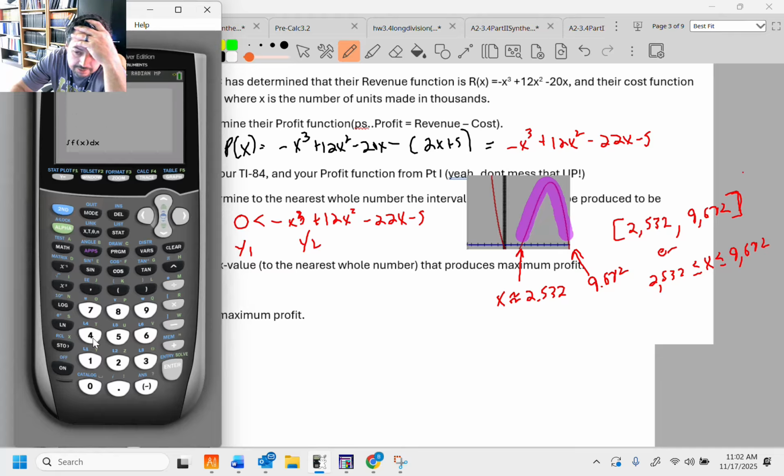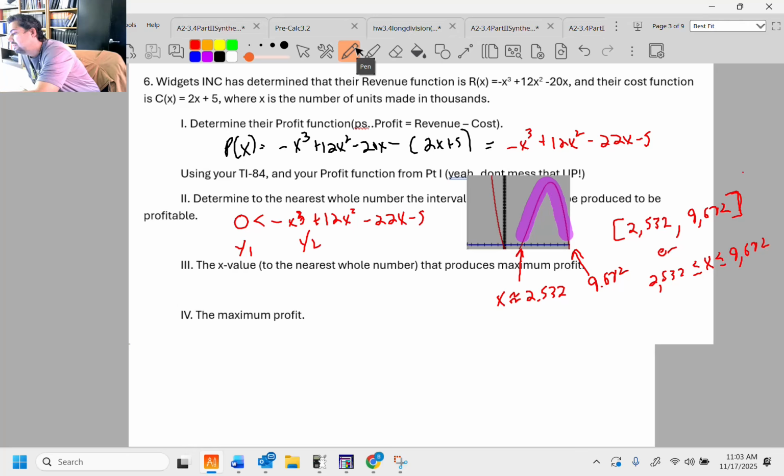So second trace maximum again. And I'll get the same thing I did last time. There's my cursor. I'm going to the right of the maximum. I'm pressing enter. Now I'm going to the left of the maximum and I'm pressing enter. And I'm going to go to the middle by guessing. I just pressed enter again. I got 6.944. And again, I'm going to change this wording by the time you see it.